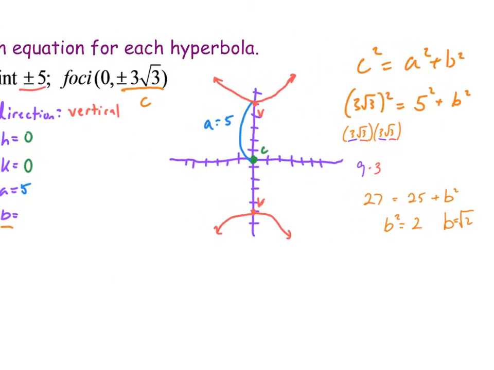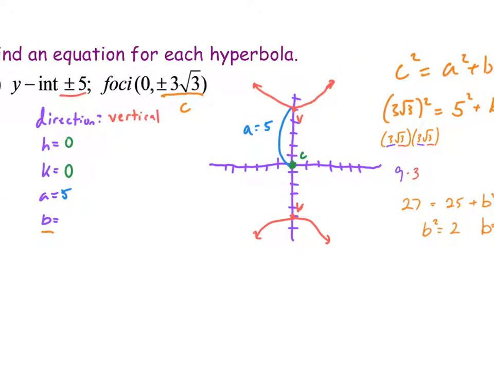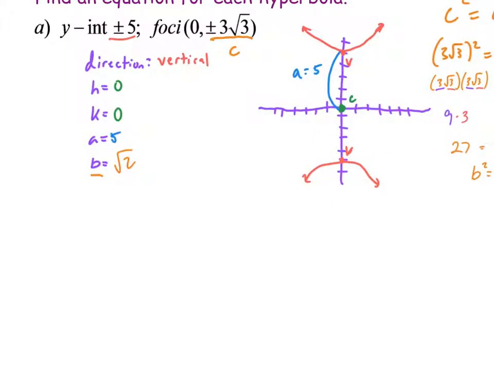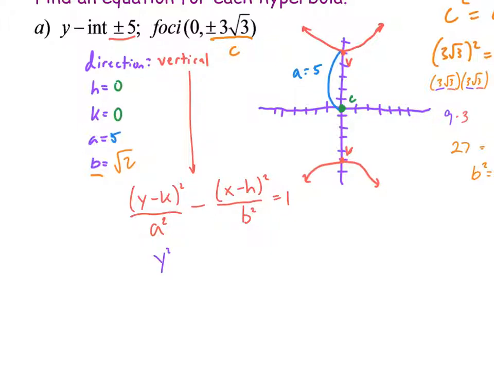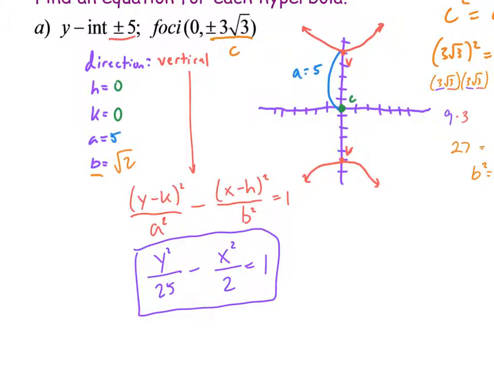Alright, so now I know B: square root of 2. The vertical equation is the one that starts with y. So y minus k squared over something, minus x minus h squared over something, equals 1. The number under the y term, a, should always be first, and b should always be second. So y minus k, which is 0, so y squared. And then a squared would be 25, minus x minus h, which is 0, so x squared. And then over b squared, and b is the square root of 2, so the square root of 2 squared is 2. So equals 1. So there is our equation. Not too bad.